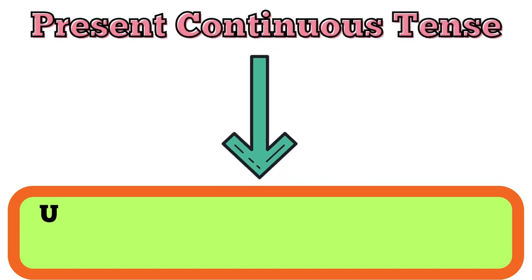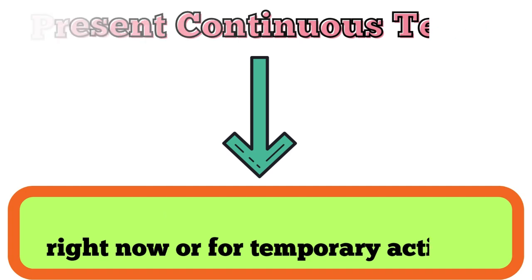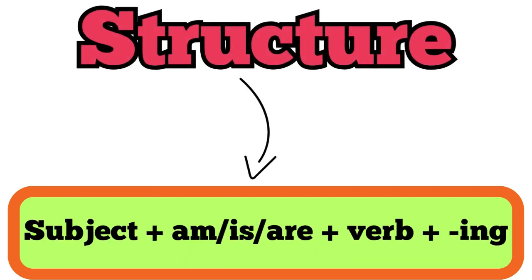Present continuous tense. Used for actions that are happening right now or for temporary actions. Structure: subject plus am, is, or are plus verb plus ing.